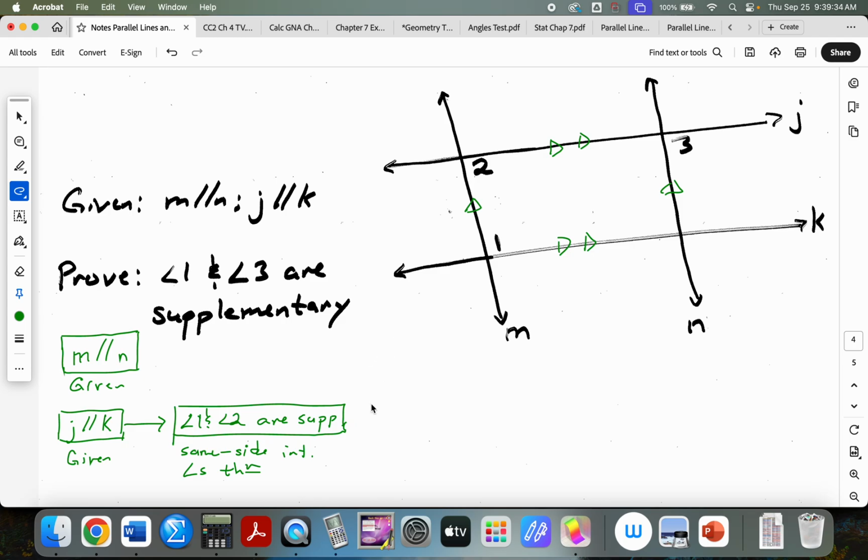I'm close to what I want, but not quite there. I don't want angle 2. What do I want? 3. And what do I know about angles 2 and 3? Yeah, they're congruent, so they're corresponding.